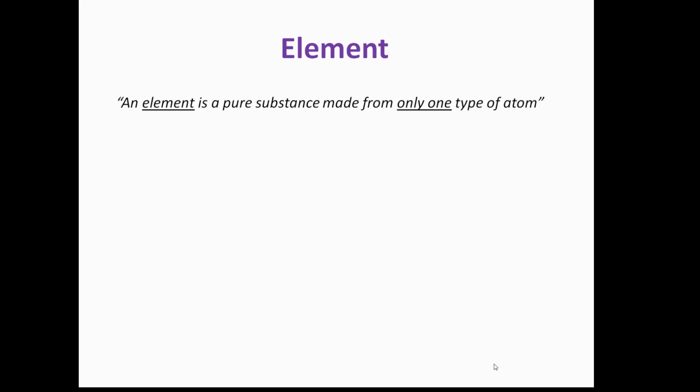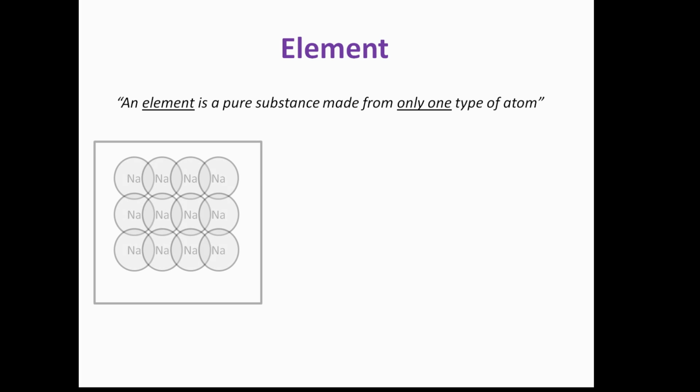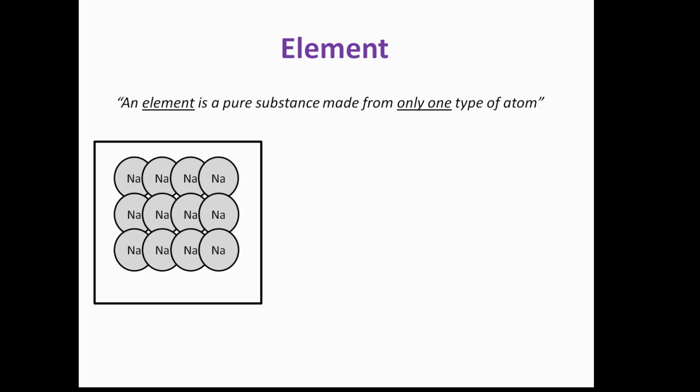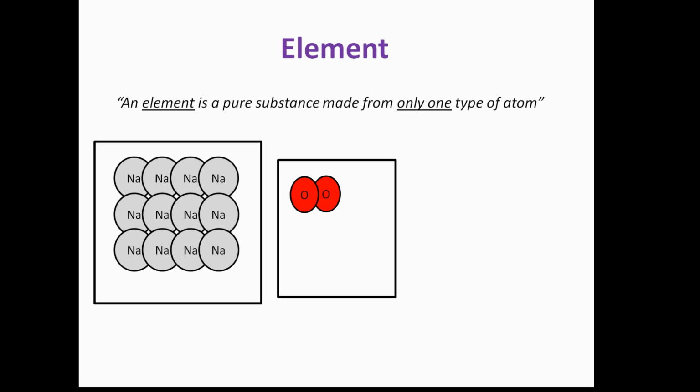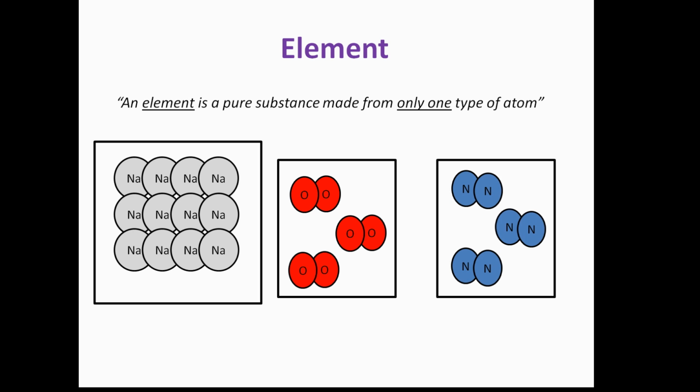Okay, so a little definition of an element. An element is a pure substance made from only one type of atom, and they're all found on the periodic table. So there is what elemental sodium would look like. Sodium metal, it's just sodium atoms. Oxygen there, we've got 3 oxygen molecules made up of 2 oxygen atoms joined together. It's an element because there is only oxygen in there. And then lastly, nitrogen. We've got 2 nitrogens joined together, but because we've only got the one type of atom in there, it is an element.